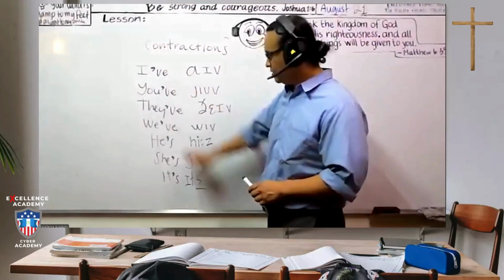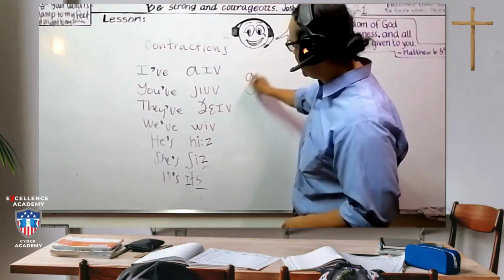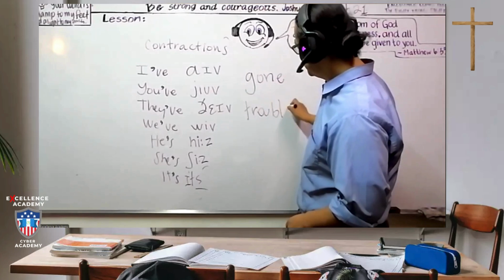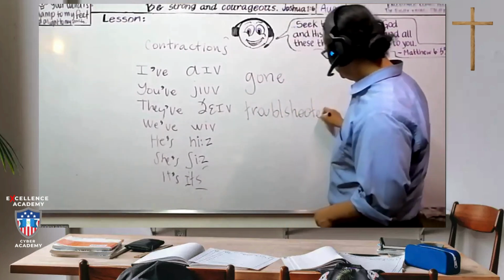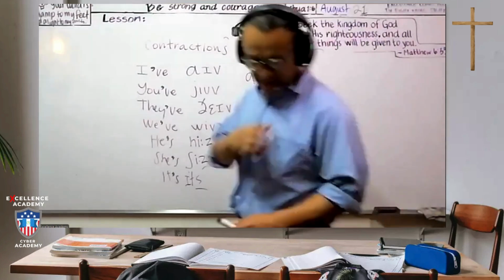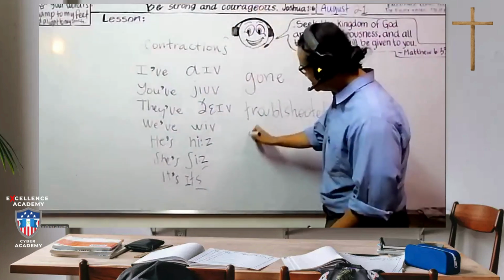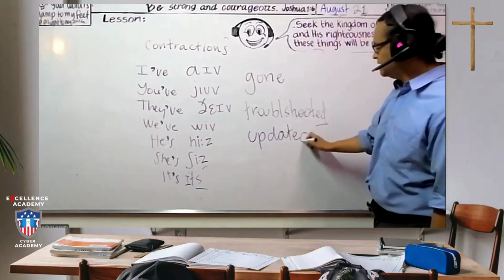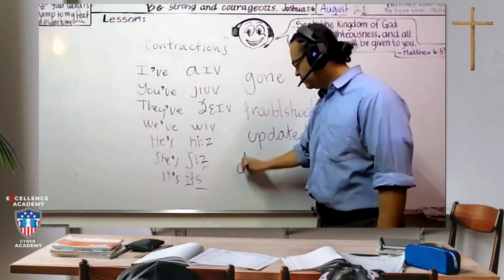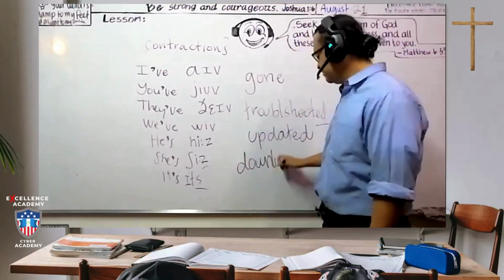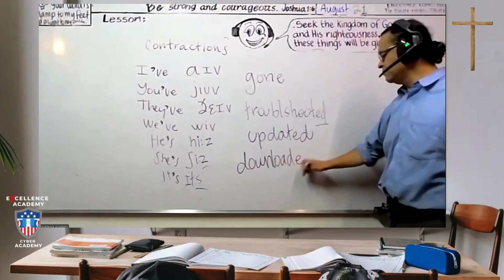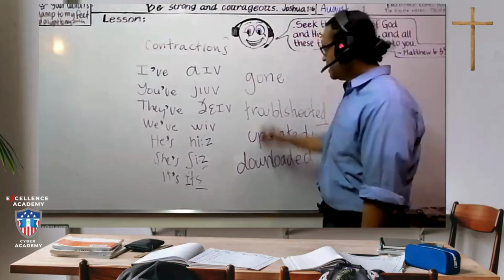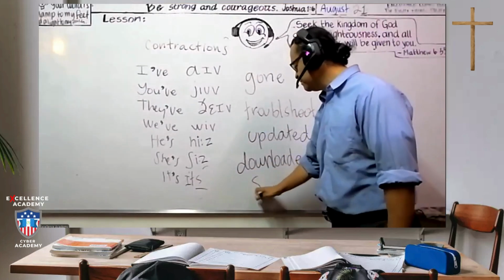Now we gotta use the participle verb. So we gotta say I've gone, I've troubleshooted. I've updated. How do you say actualizar, guys? Update, but in the participle, updated. Right? How do you say descargar? Download. But in the participle, downloaded. Right? Okay. And how do you say the participle of sell? Sold.